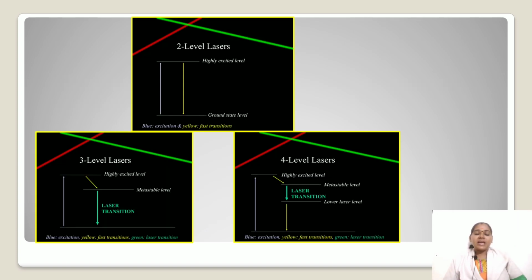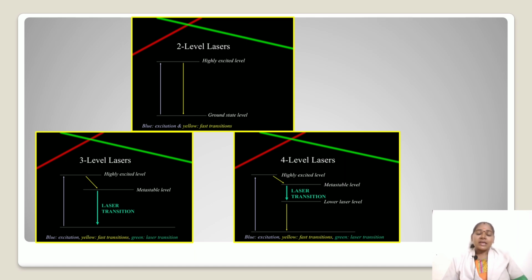Additionally, we see the levels of lasers. They are known as 2-level, 3-level and 4-level lasers. 2-level lasers mean they have only two energy states: one is the ground state and another one is the excited state. Then 3-level lasers have three states: the ground state, the excited state, and additionally a metastable state. Here, the laser transition occurs between the metastable and ground state.